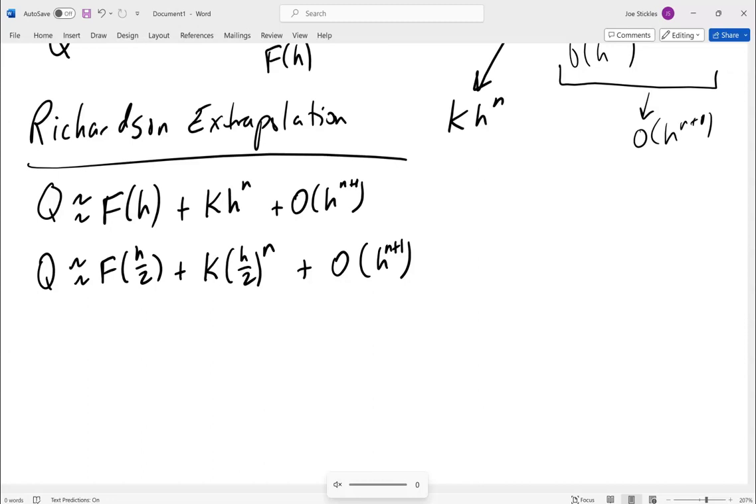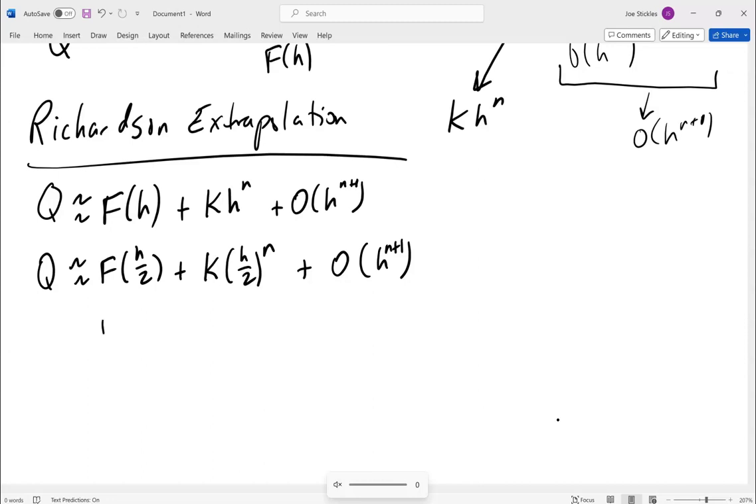Okay? All right, anyway. Plugged in h over 2 for h. This is still on the order of h to the n plus 1, so I'm not worried about what the constant is. Okay? All I'm worried about is trying to get rid of this term. That's all I care about. Okay? This is going to be 2 to the n that we can pull out in front.